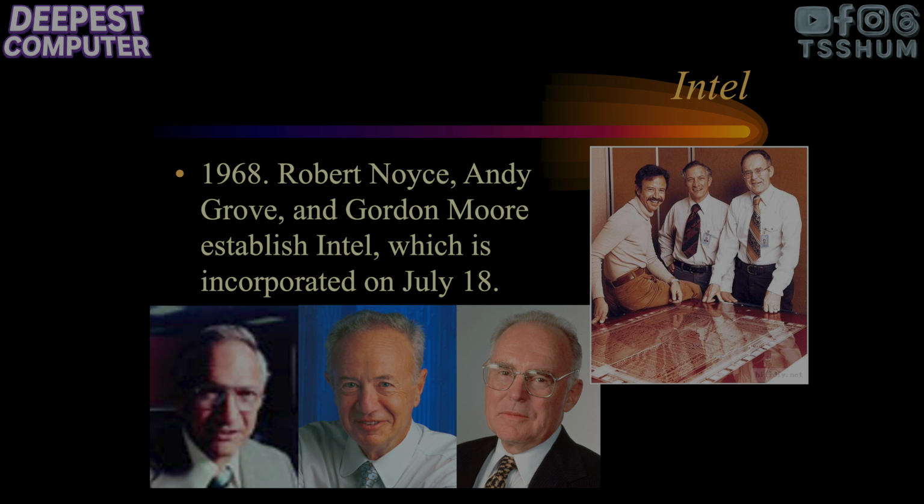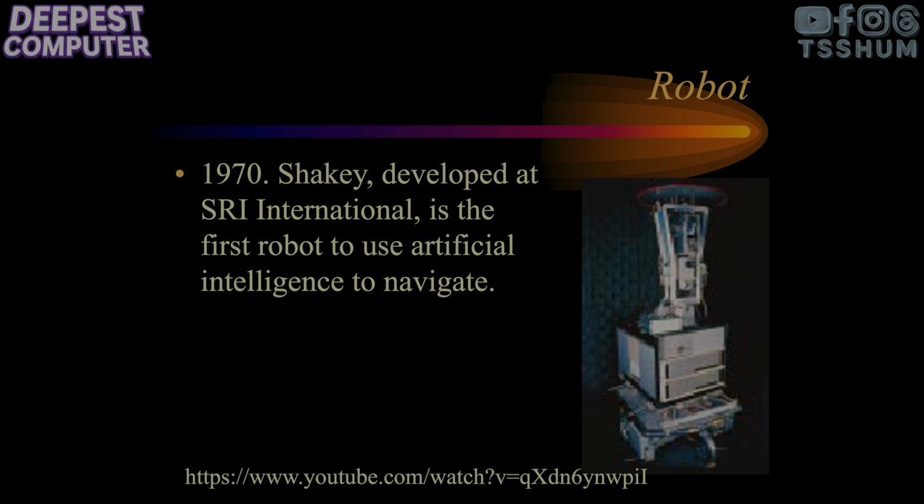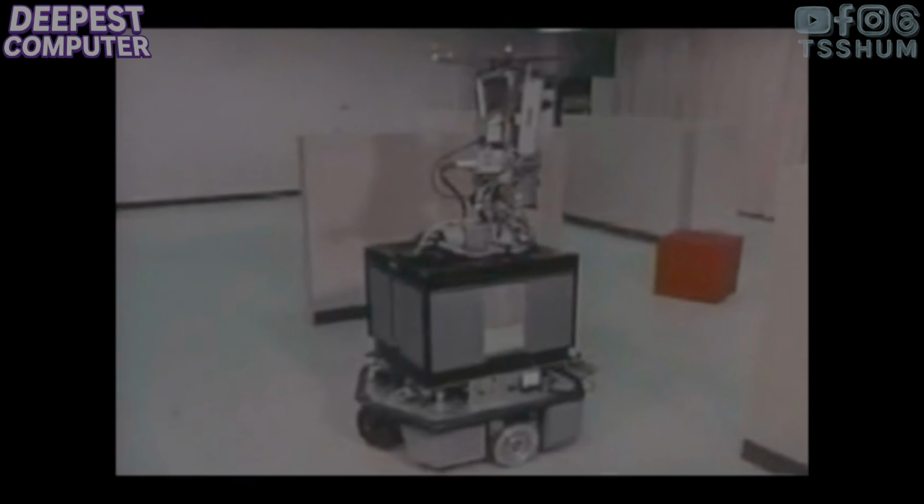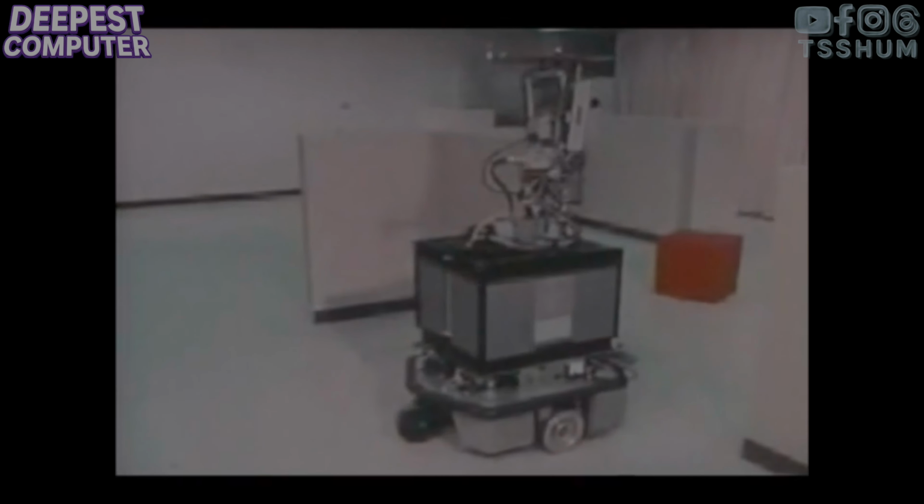Also in 1968, Robert Noyce, Andy Grove, and Gordon Moore established Intel, incorporating the company on July 18. In 1970, Shakey, developed at SRI International, became the first robot to use artificial intelligence to navigate its environment.